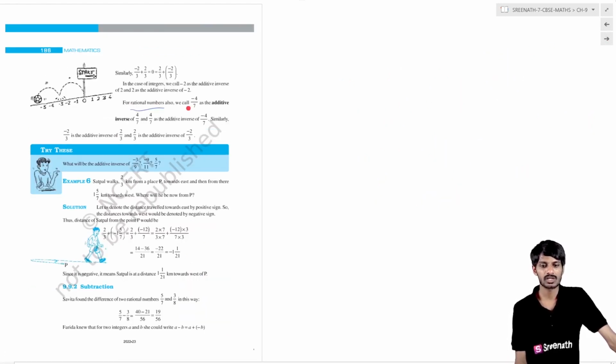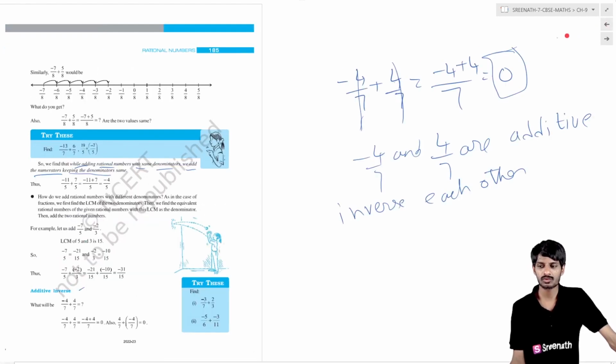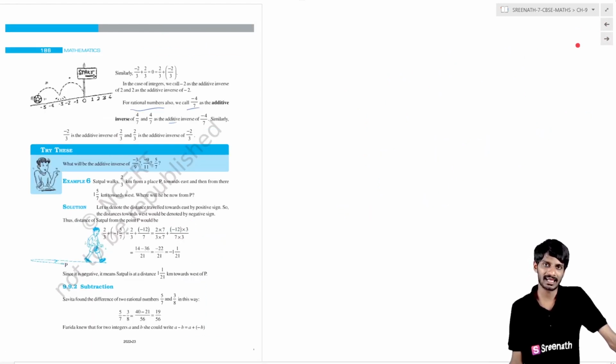So for rational numbers, we call minus 4 by 7 the additive inverse of 4 by 7, and 4 by 7 the additive inverse of minus 4 by 7. So what does additive inverse mean? Whenever we add two rational numbers and get the answer 0, then the two rational numbers are called additive inverses of each other.